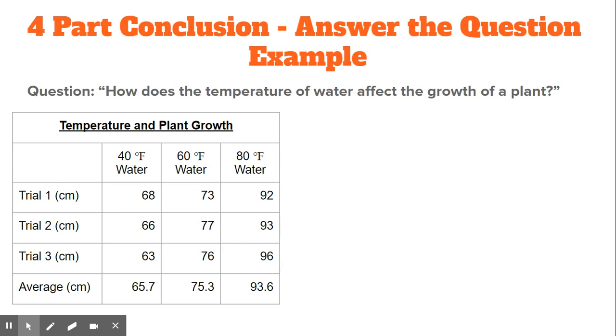Based on this information they collected, we can answer that question, how does the temperature of water affect the growth of a plant? See what you come up with. How would you answer this question?